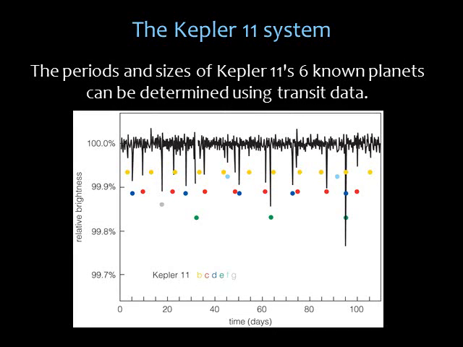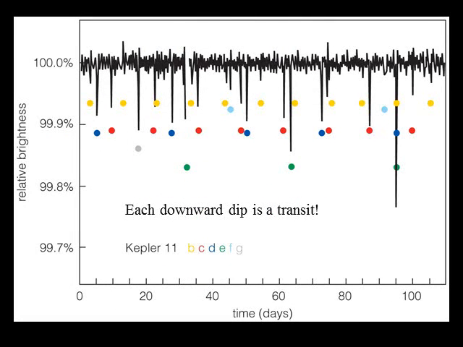The Kepler-11 system is a great example of how we can get at orbital periods and planet sizes. Each downward dip represents a transit where the planet is blocking some of the starlight. Astronomers have studied this system and found 6 different planets transiting the star with periods ranging from 10 to 120 days.